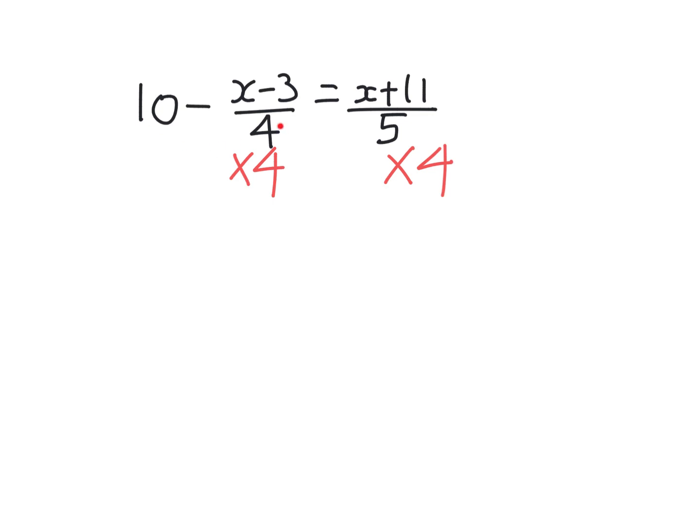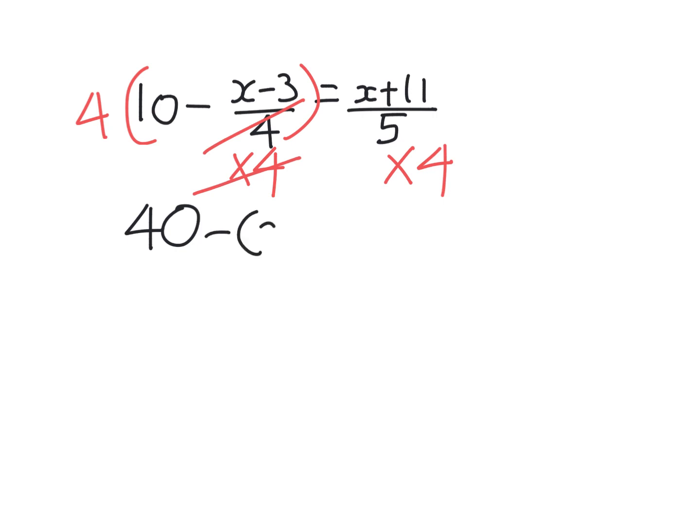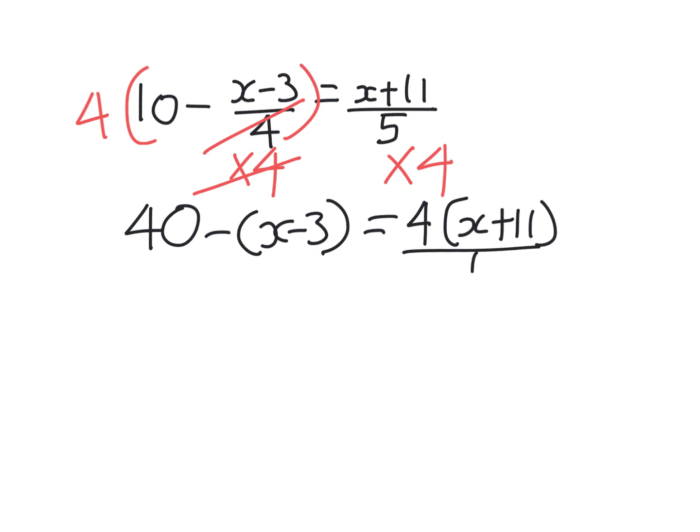Now, when I times this side by 4, I have to times everything by 4. You're timesing 4 by the whole lot. So 4 times 10 just gives us 40. When this is timesed by 4, the times 4 and divide 4 cancel each other out. I'm left with subtract x minus 3. On the right-hand side, when you times this fraction by 4, you only times the tops. So I get 4 lots of x plus 11 over 5.